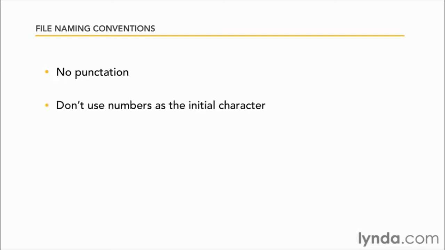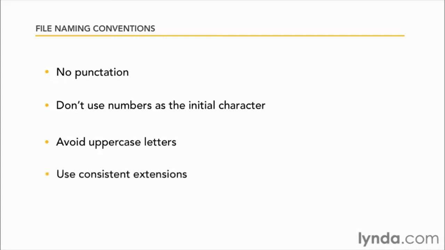Numbers are okay to use in file names, just avoid using them as the first character. Also, avoid uppercase letters if possible. Most web servers won't care, but some Unix servers are case sensitive and links could not be resolved correctly, even if spelled correctly. When using extensions, just be consistent.